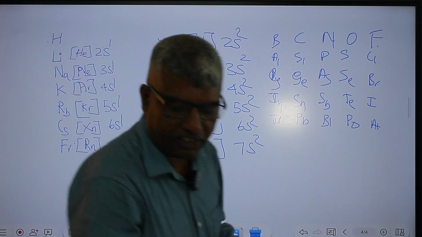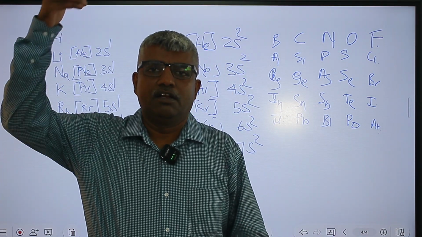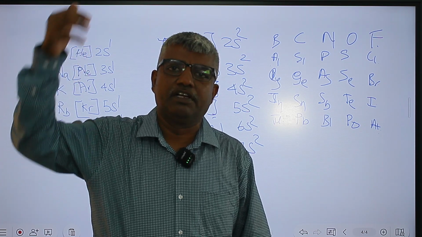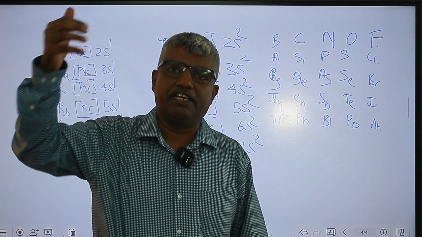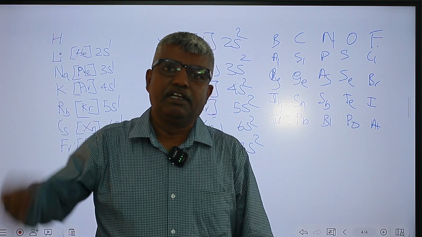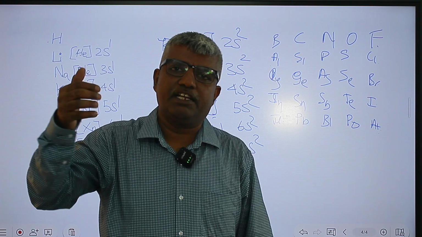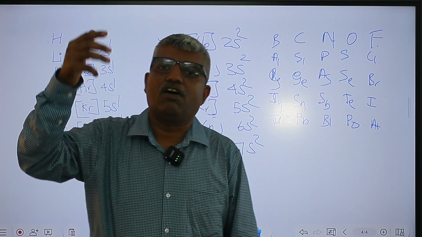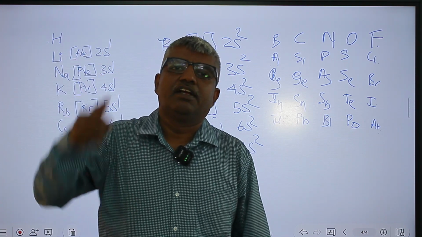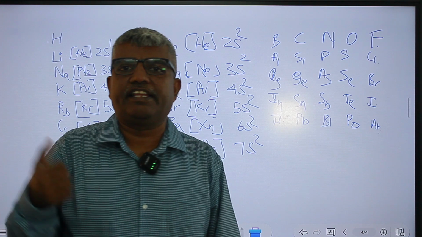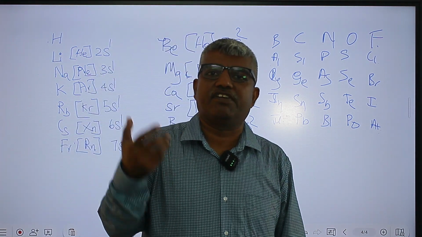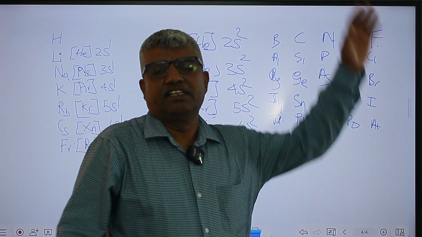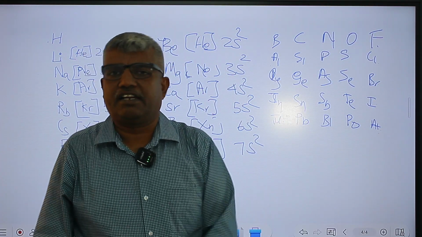Okay, I will repeat one more time. First group: hydrogen, lithium, sodium, potassium, rubidium, cesium, francium. Second A: beryllium, magnesium, calcium, strontium, barium, radium. Third A: boron, aluminium, gallium, indium, thallium. For these the valence electron is p1. Carbon, silicon, germanium, tin, lead. Then nitrogen, phosphorus, arsenic, antimony, bismuth. Then oxygen, sulfur, selenium, tellurium, polonium. Then fluorine, chlorine, bromine, iodine, astatine. Helium, neon, argon, krypton, xenon, radon.